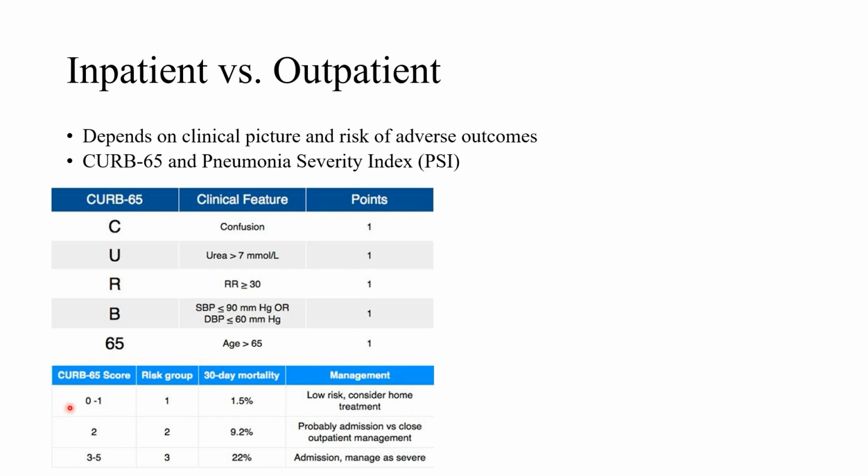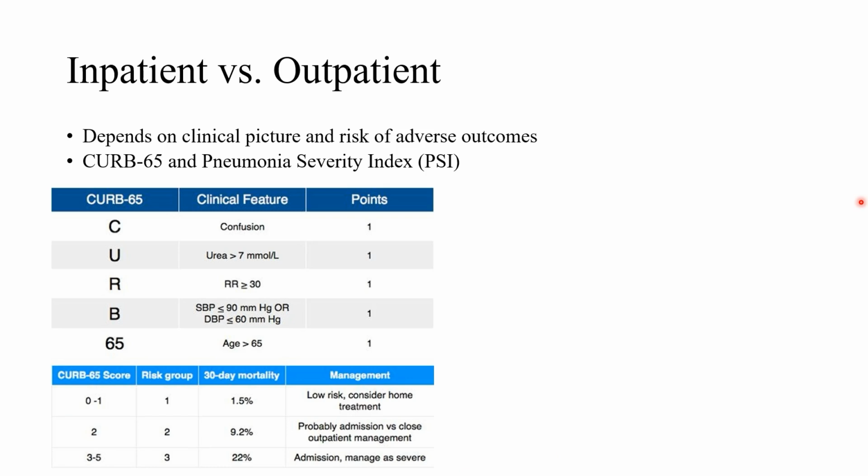So here you can see if they have 0 to 1 point, this can probably be treated outpatient. Now, in the middle ground, you can consider either one. Maybe admit, maybe stay outpatient, but you really should keep an eye on them. And then over 2, which is 3 to 5, this should be a hospital-managed pneumonia.